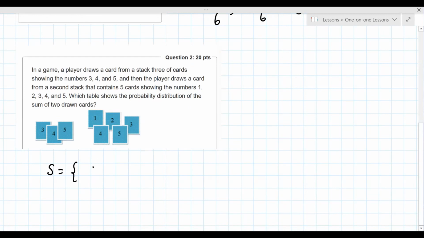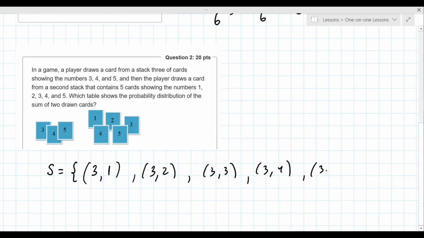So let's say you draw a 3. What's the next possible card that you could draw? A 1. Let's start with 1. Okay. Then you could get a 3 and a 1, 3 and a 2, 3 and a 3, 3 and a 4, 3 and a 5.